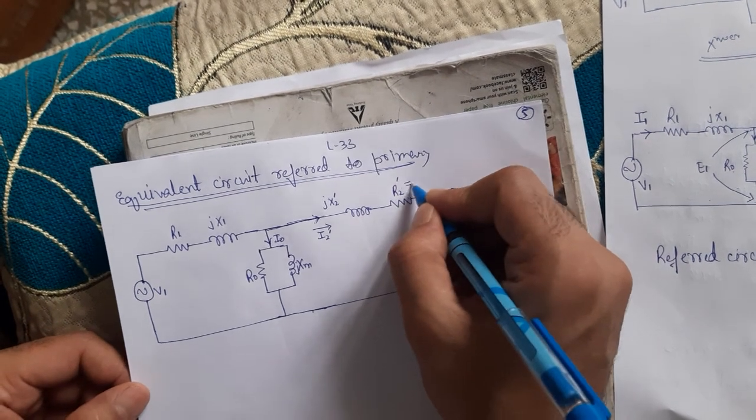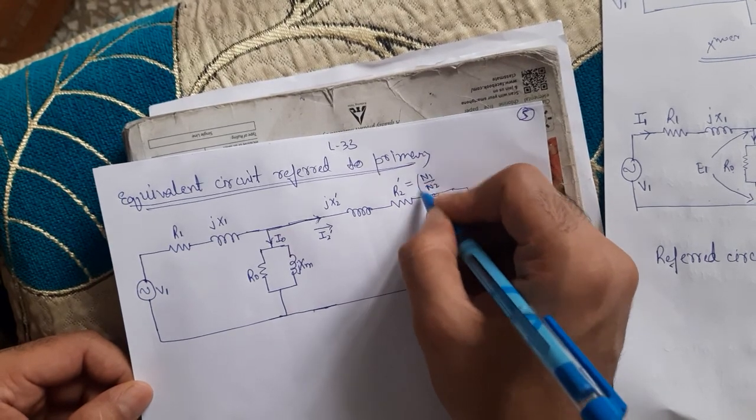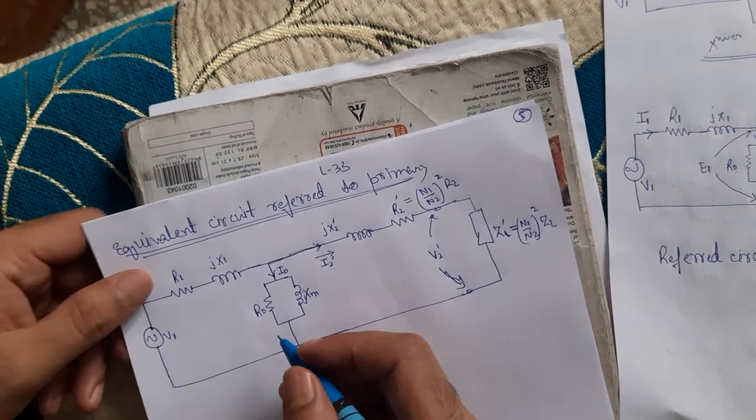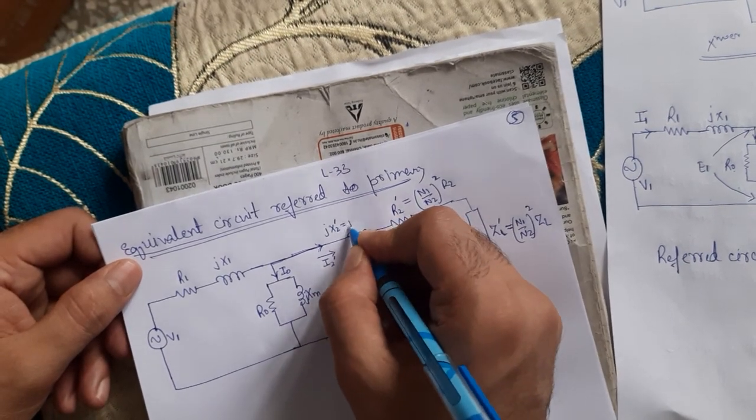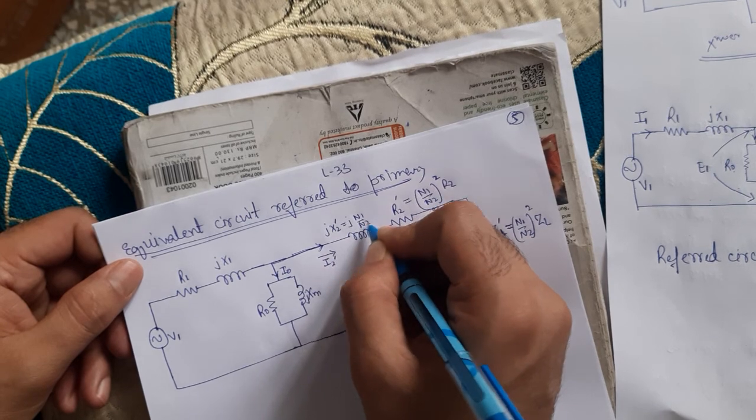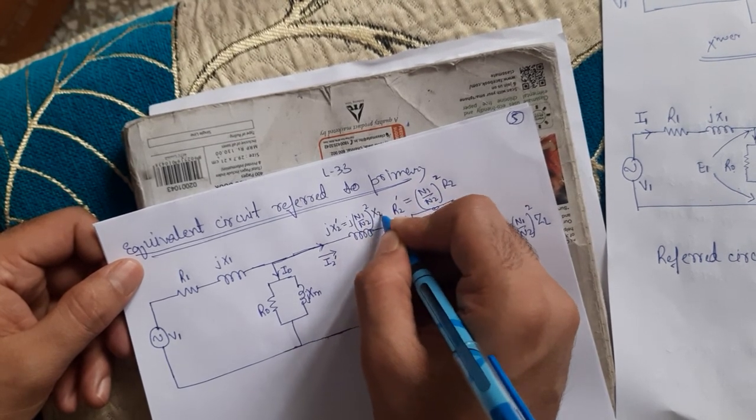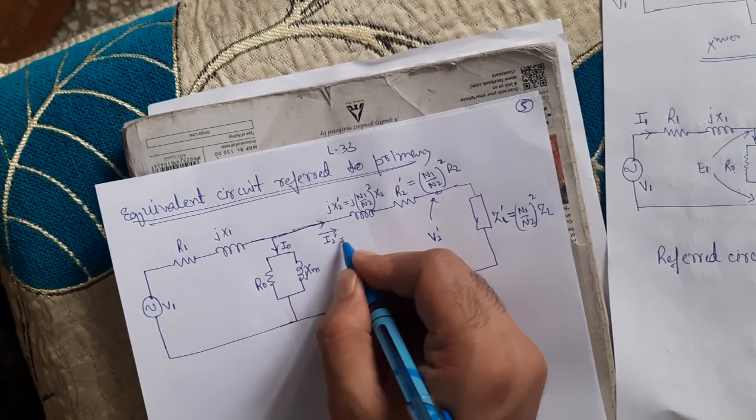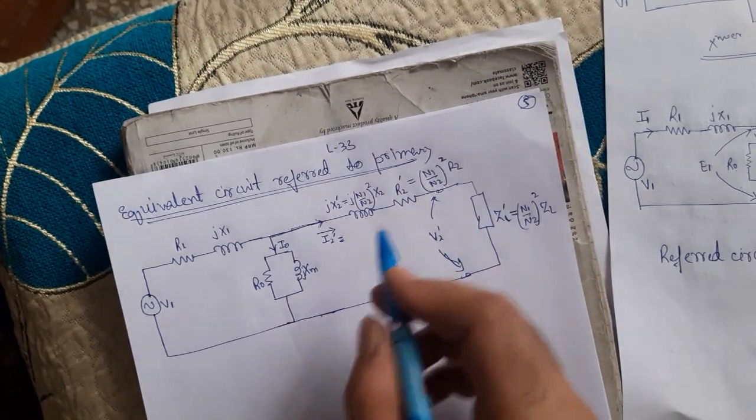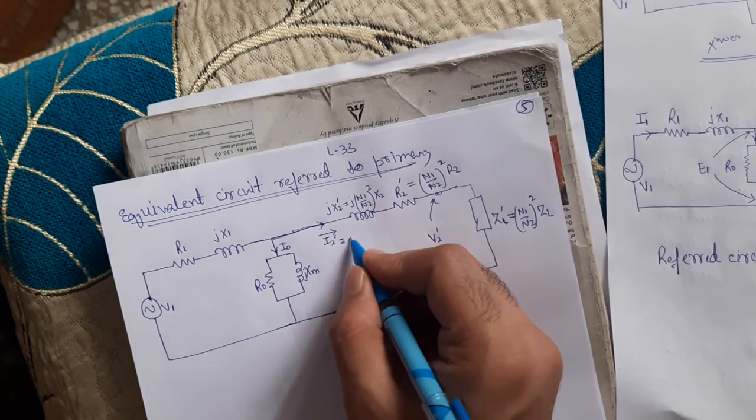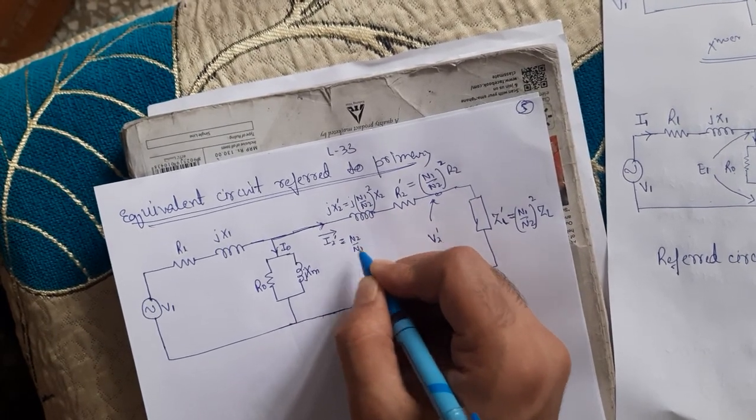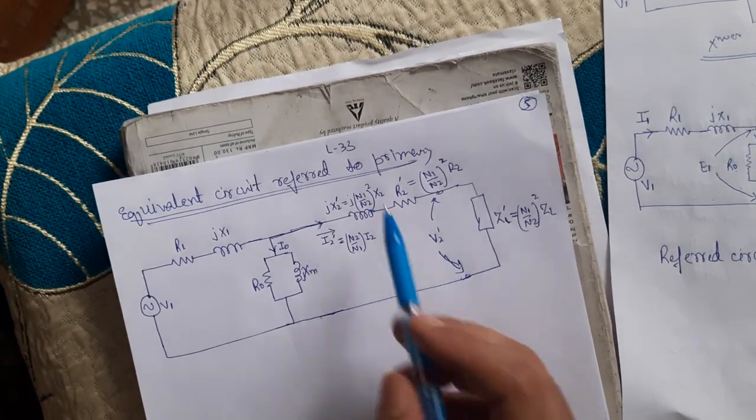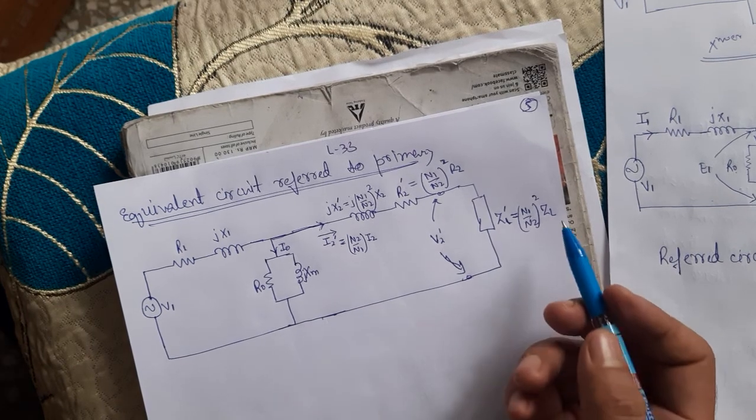What is R2 dash? It will be (N1 by N2) whole square R2. And what will be this X2 dash? It will be j (N1 by N2) whole square X2. Are you getting it? I2 dash will be nothing but, in case of current, it will be opposite. It was N2 by N1 here, it will be N2 by N1 into I2. No square in current and voltage. Square will be with reactance, resistance and impedance.